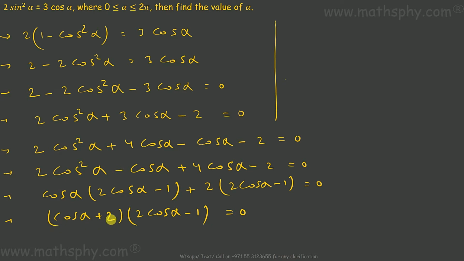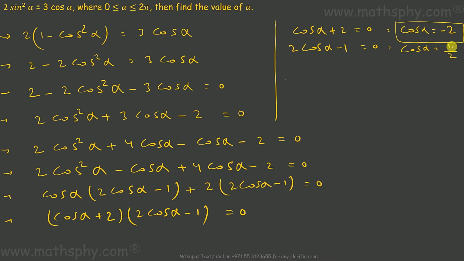Now I have cos alpha plus 2 equals 0, and I have 2 cos alpha minus 1 equals 0. This will be cos alpha equals negative 2, and this will be cos alpha equals 1 over 2. Now you know that cos alpha cannot be negative 2, because the value of cos alpha, or theta, whatever, ranges between negative 1 and 1. It should be less than or equal to 1 and more than or equal to negative 1. So in that case, this is not possible. So I'll take this one.